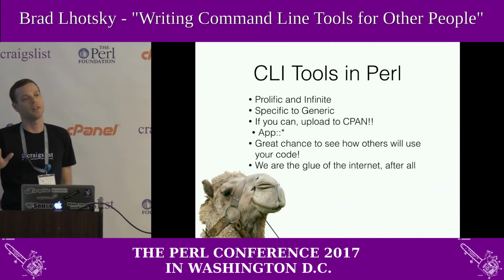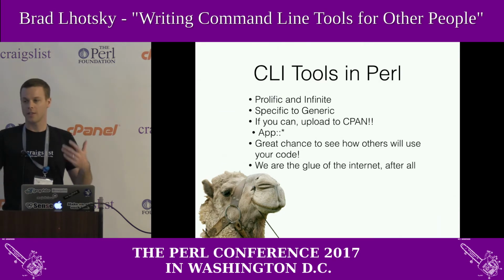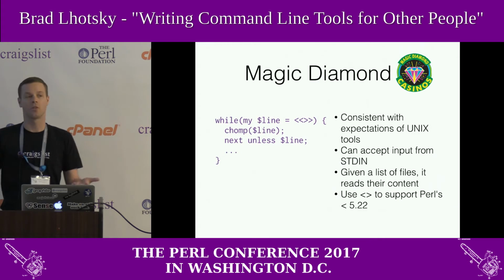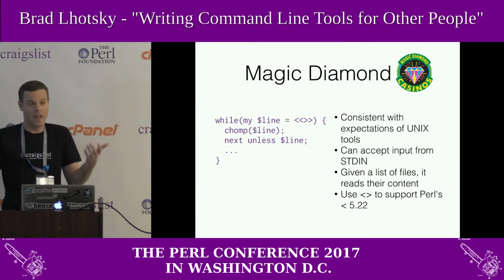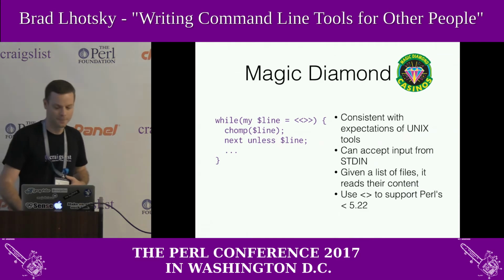And here's the thing. If you're writing command line utilities, there's a whole namespace in CPAN just for that. It's called App. You think it's boring and stupid, but unless it's written against your company's proprietary infrastructure, we're not snowflakes. Everyone has the same problems. Upload that to the CPAN. It's a great way to get users. It's a great way to get bug reports. It's a great way to find out how people use your utility. And that makes you feel good when you find out that someone's running your code. We are the glue of the internet, so let's keep gluing it together.